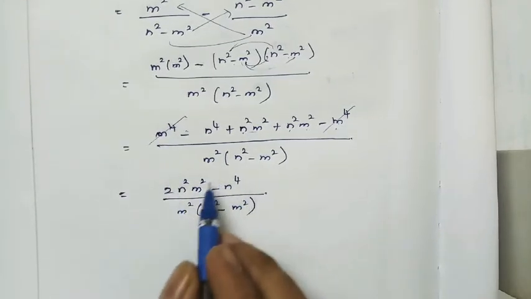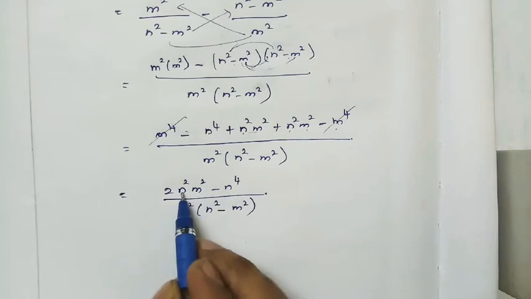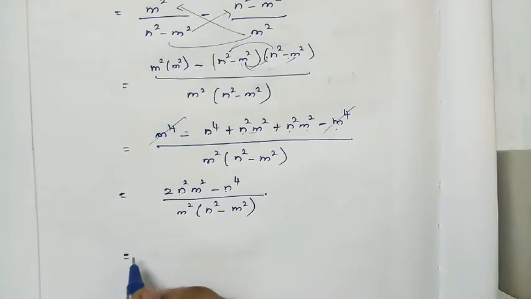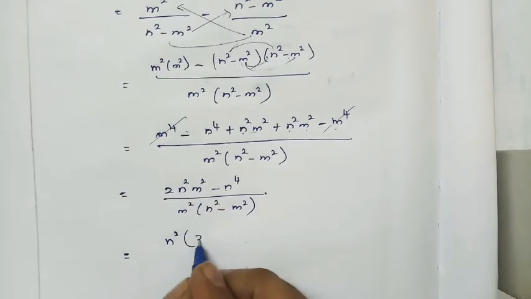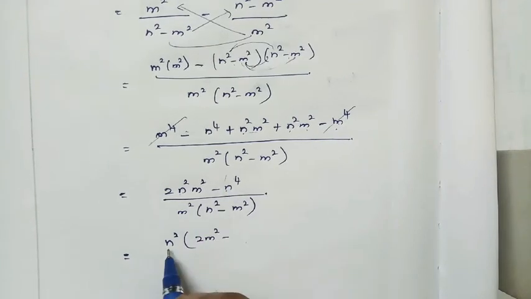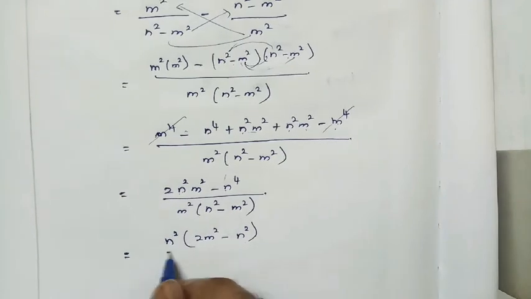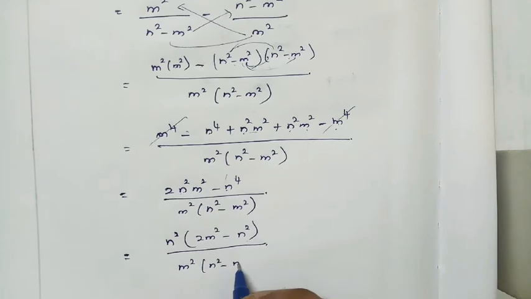Now see the numerator. Is there any common term? In these two terms, n square is common, so just take it outside. What is remaining in the first term? 2m square. And from n power 4, I have taken n square outside, so what remains is n square alone. So n square into 2m square minus n square, divided by m square into n square minus m square.